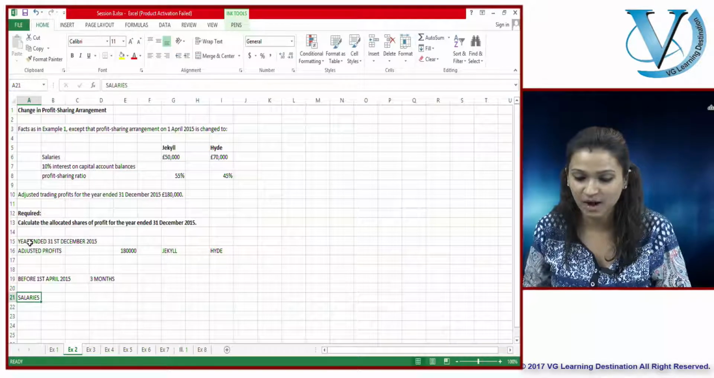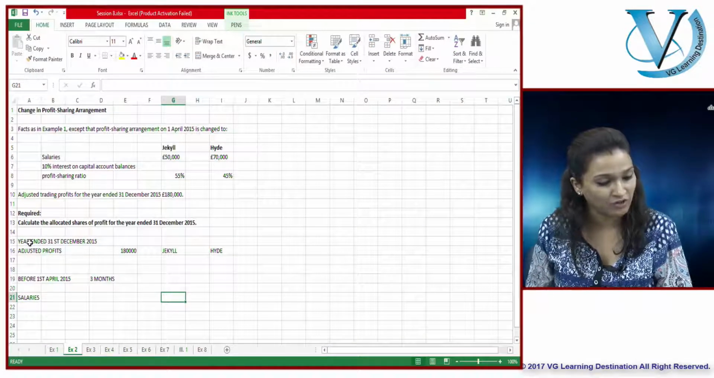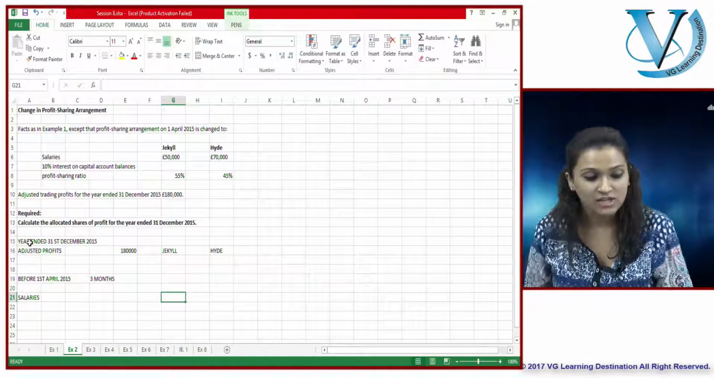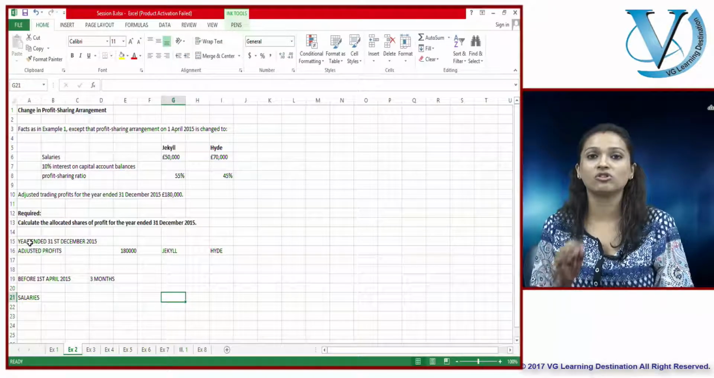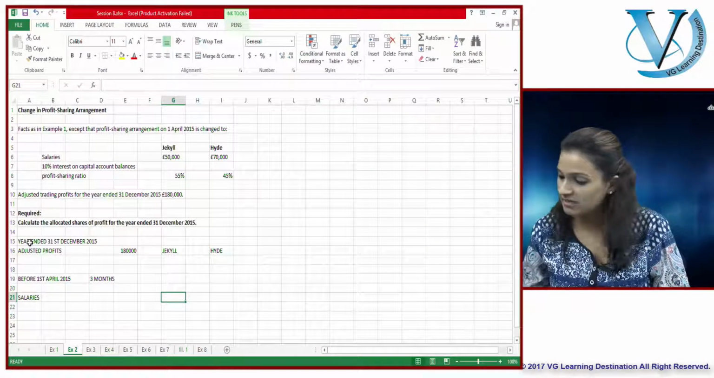Salaries in the first part were how much? It was 30,000 for the entire year and 40,000 for the entire year for Hyde. So we need to time apportion it accordingly. So it becomes how much? It becomes 30,000.